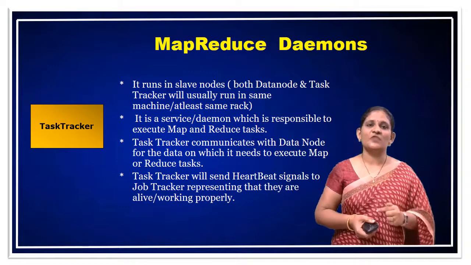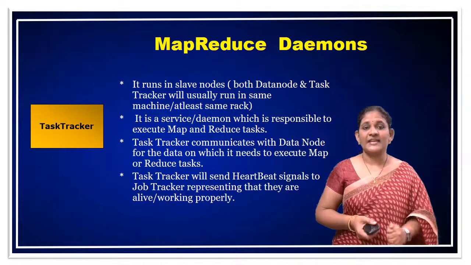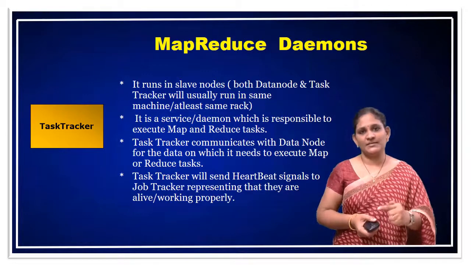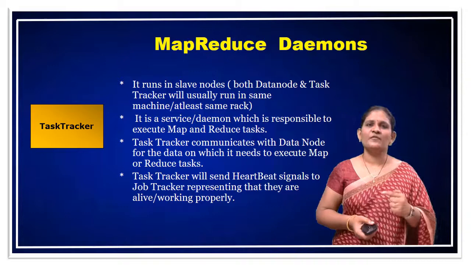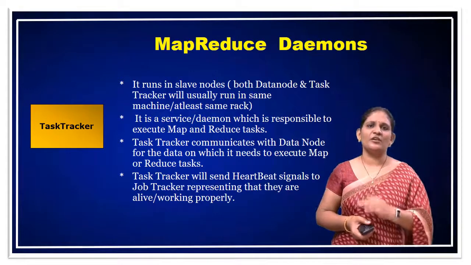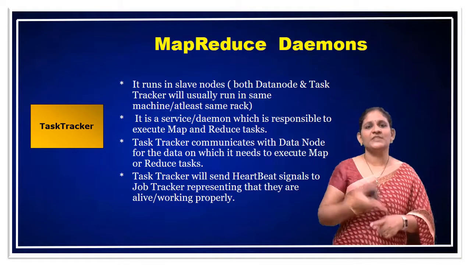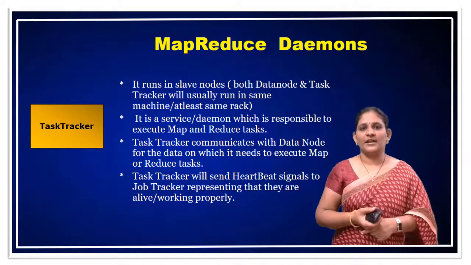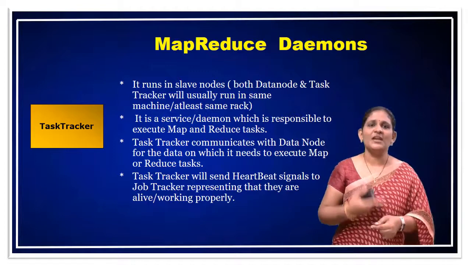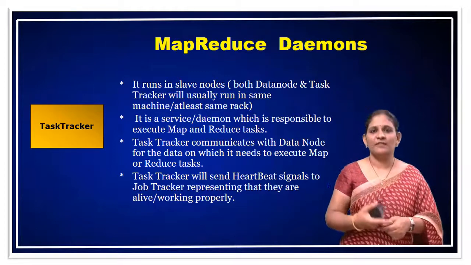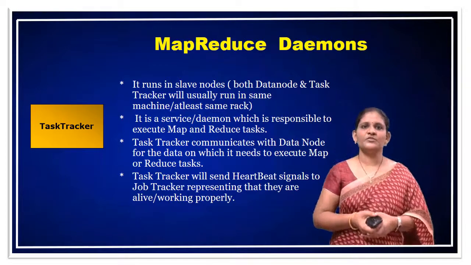And again, the task tracker also sends a heartbeat signal to the job tracker saying that I am alive. Job tracker is the master. Task tracker is the slave. So the job tracker needs to know whether the task tracker is running or not. For that sake, the task tracker, every 30 seconds, needs to send a heartbeat signal to the job tracker. If the job tracker does not receive any heartbeat signal from the task tracker, it assumes that the particular task tracker has failed. So accordingly, it will take an appropriate action. Okay, students?